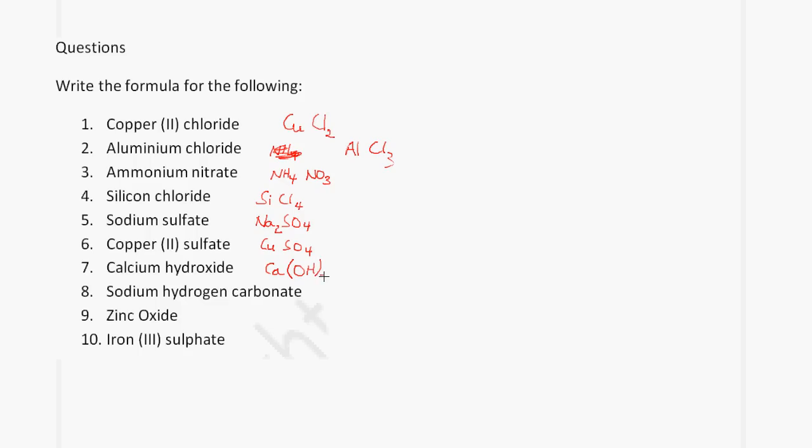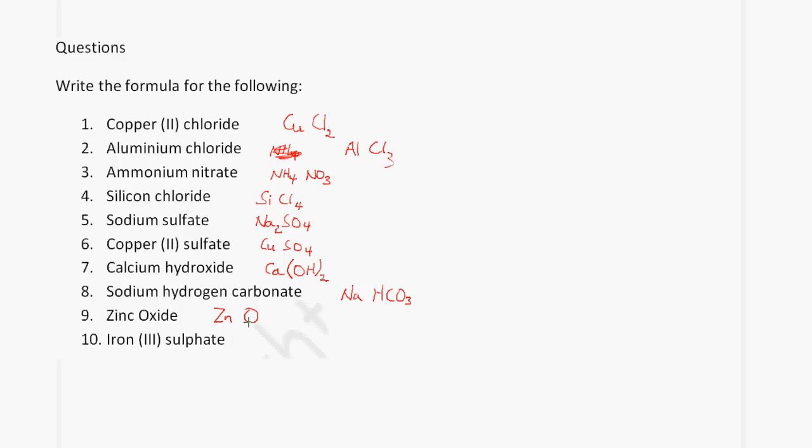The next one is sodium hydrogen carbonate. Sodium is Na, hydrogen carbonate is HCO3, and the valency of sodium is 1, and the valency of the hydrogen carbonate ion is also 1. So we don't need to swap anything. So it's NaHCO3. Zinc oxide. Zinc symbol is Zn, oxide is O. Zinc has a valency of 2, and oxide has a valency of 2 as well, so we don't need to swap anything. So the formula is ZnO.